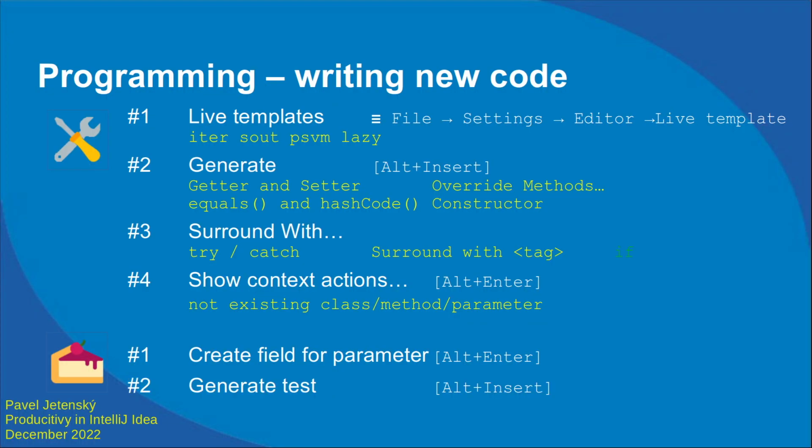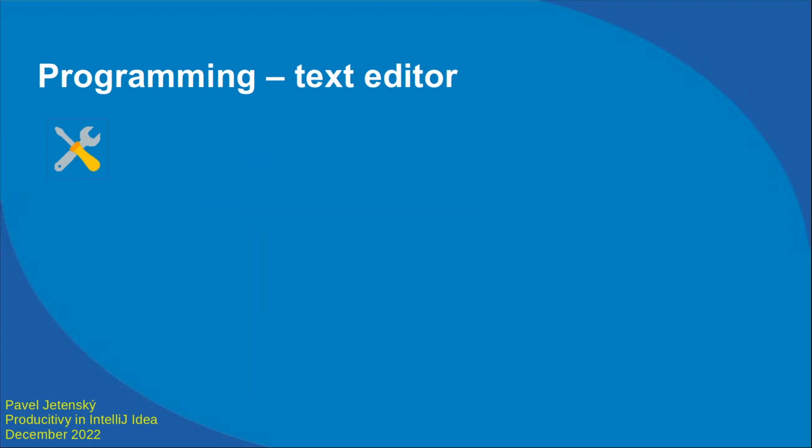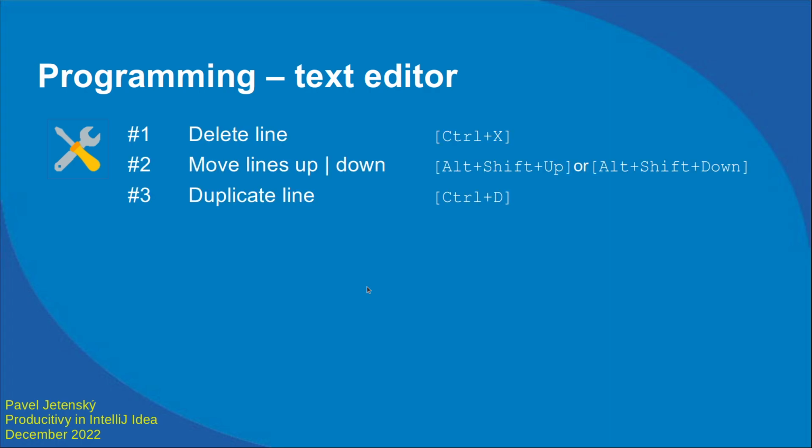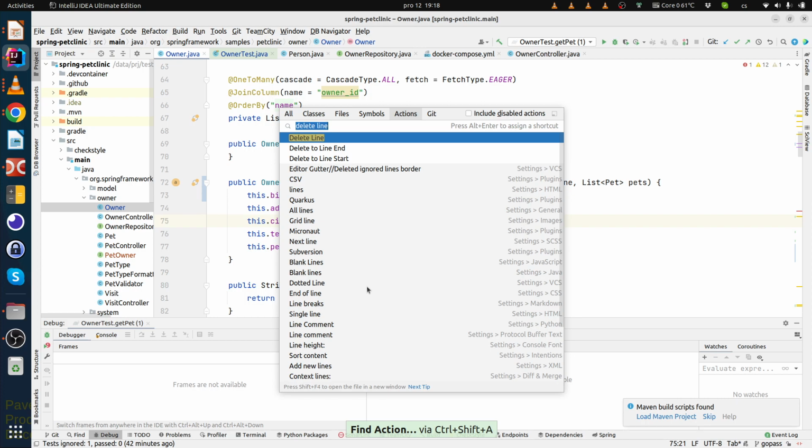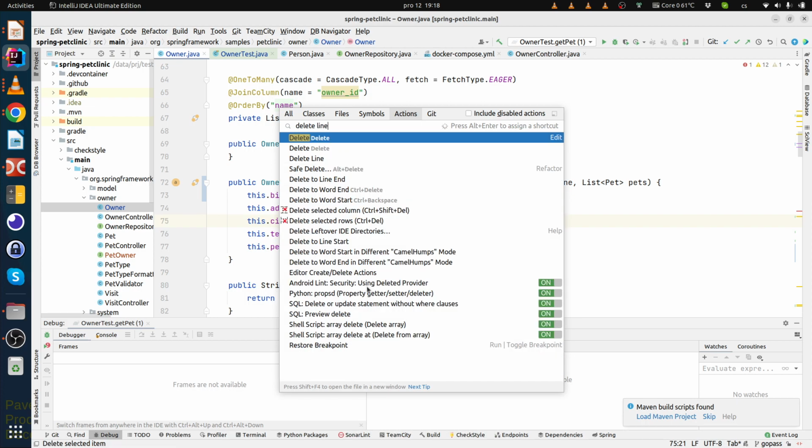Cherry tip number 2, generate test, I have already mentioned. So let's move on to the text editor tips. We will start with delete line, move lines up and down, and duplicate line. There is no default shortcut for delete line, so you can press Ctrl+Shift+A like search all actions and type there delete line.